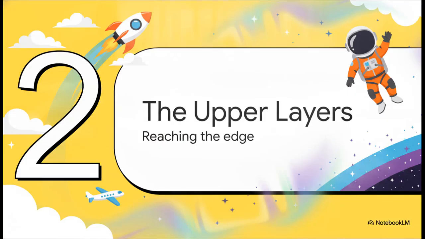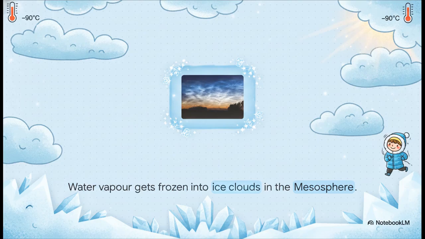Section 2. Deep space, the upper layers. Spanning 50 to 80 kilometers up is the mesosphere, and this is the absolute coldest layer of all 5. Since there's very little ozone up here to absorb solar heat, temperatures at the top can plunge to minus 90 degrees Celsius. It is so freezing cold that trace water vapor actually turns into high-altitude ice clouds, which can sometimes catch the sun's rays after sunset and glow in the night sky.